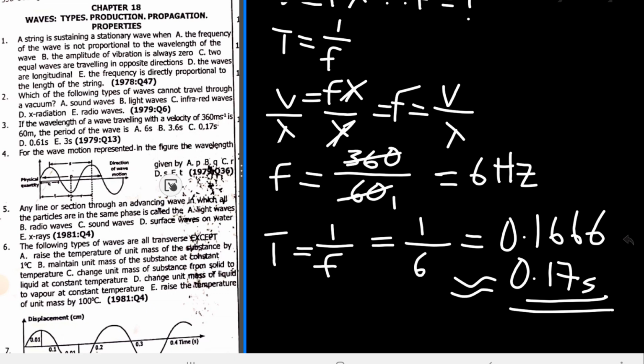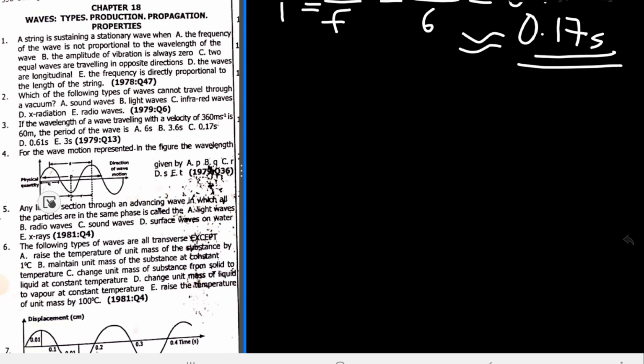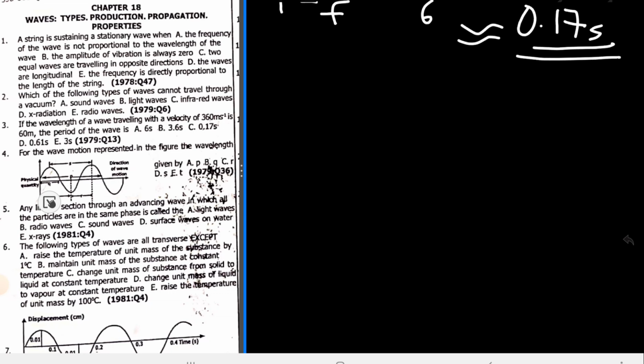Next question, we will look for the next calculation question to solve. They say for the wave motion represented in the figure, the wavelength is, see this one. From this up, let me demonstrate it. Then I will put the number 4. Okay, number 4.